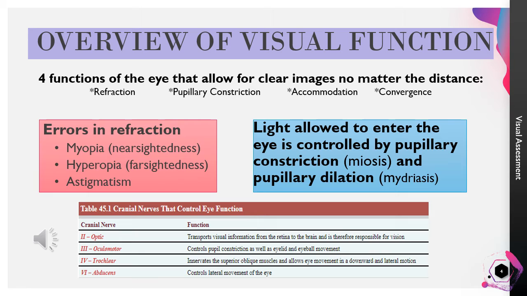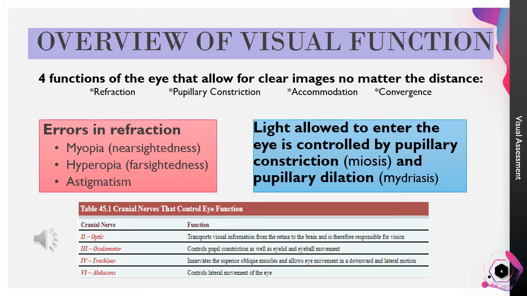There are 4 functions of the eye that allow for clear images no matter the distance, and they are refraction, pupillary constriction, accommodation, and convergence. Refraction errors occur when the bending of the light rays by the cornea and the lens do not focus the image correctly onto the retina. Clients with myopia or nearsightedness have trouble seeing distant objects clearly. Clients with hyperopia or farsightedness have trouble seeing close objects clearly. Clients with astigmatism have trouble seeing fine details either up close or far away due to a misshapen cornea.